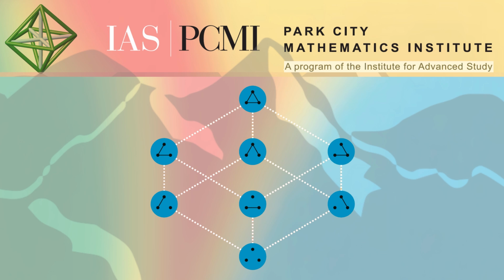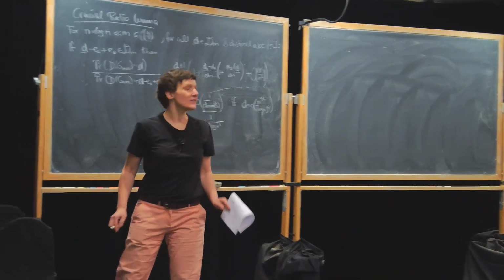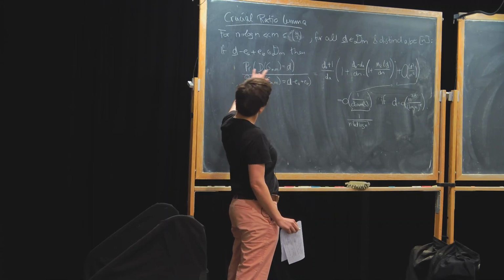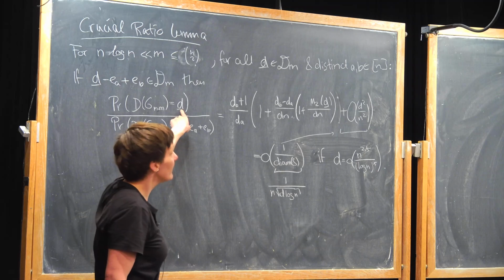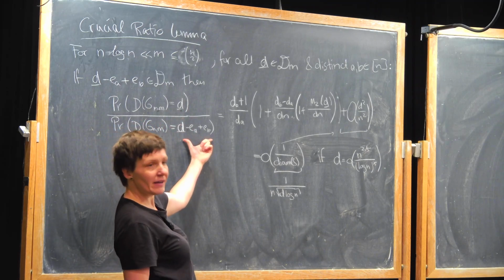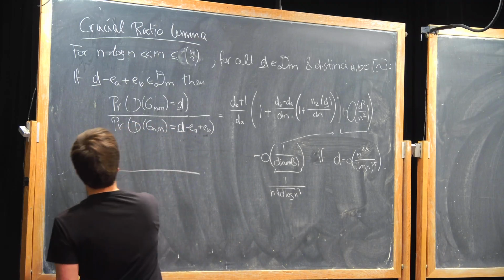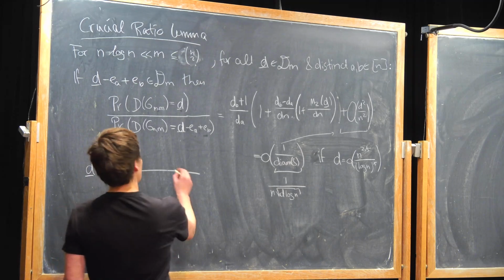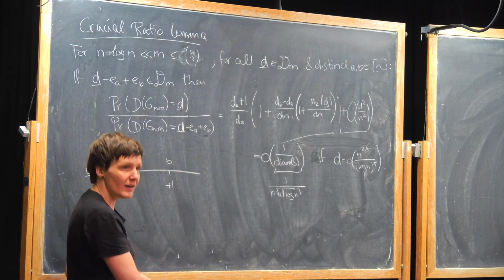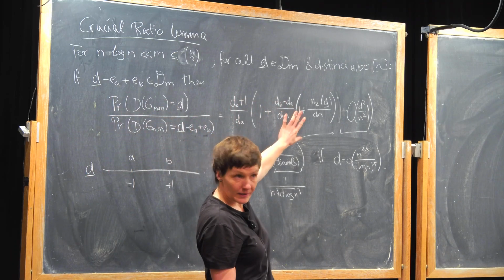So let's remember from yesterday, we saw the crucial ratio lemma. Let's remember what it said. The crucial ratio lemma said that if I look at the probability that the random graph has some degree sequence d, and I compare it to the probability that it has some nearby degree sequence d minus EA plus EB, so I have here my degree sequence d, say, and in coordinate A, I delete one, and in coordinate B, I add one, then that ratio can be approximated by that formula.